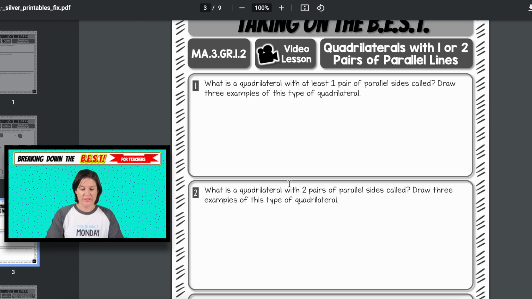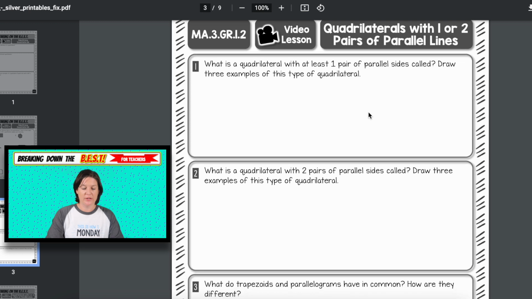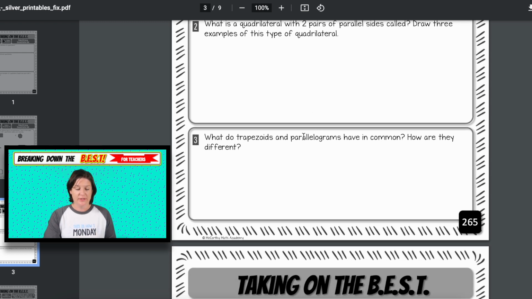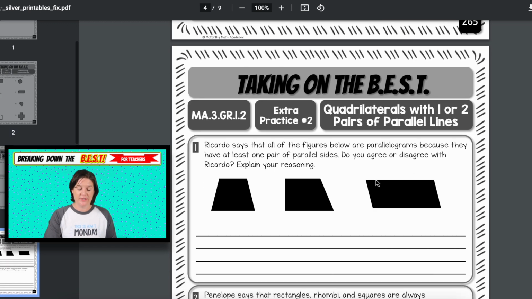And the next video lesson with 1 or 2 pairs of parallel sides. So what is the quadrilateral with at least 1 pair of parallel sides called? And we will draw 3 examples of trapezoids. What about a quadrilateral with 2 pairs of parallel sides? We'll draw 3 examples of parallelograms in this video lesson, probably including a rectangle because it does have 2 pairs of parallel sides. What do trapezoids and parallelograms have in common, and how are they different?